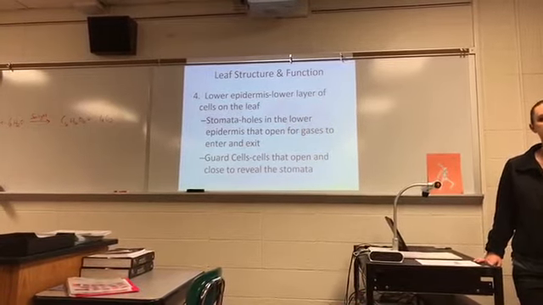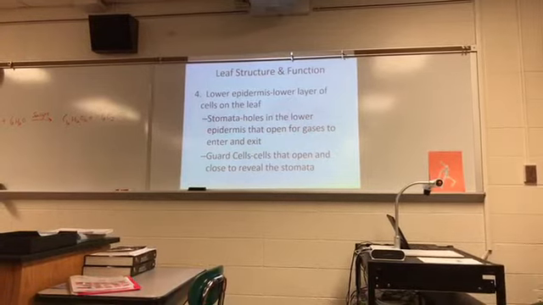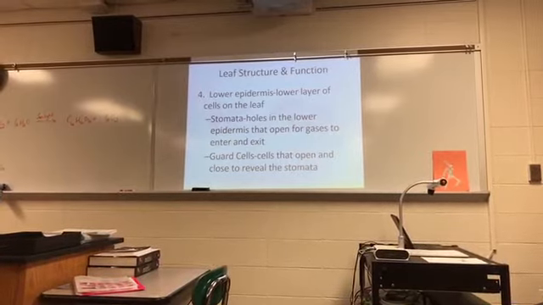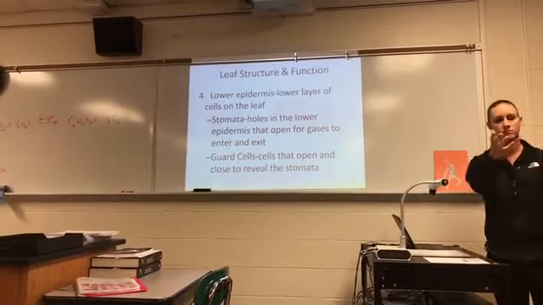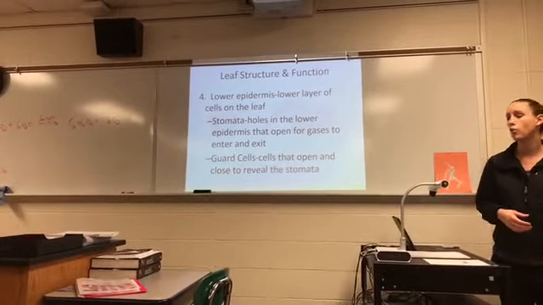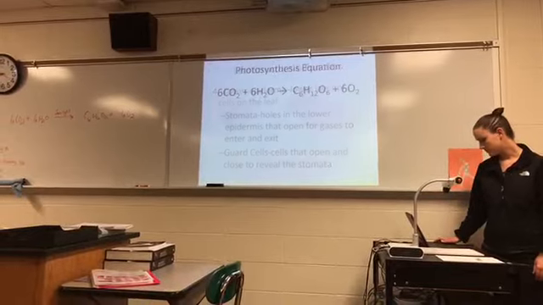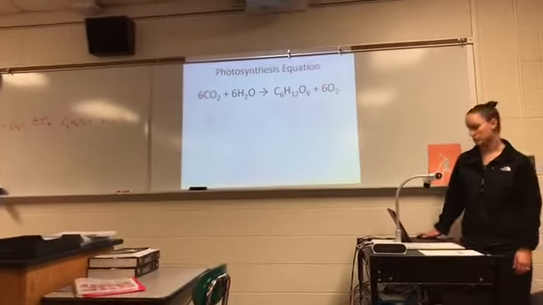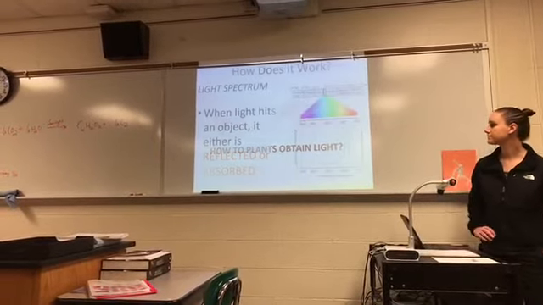Now we're going to do a lab on Monday with stomata and the stoma, and when we do that, a lot of pictures are just going to show one because we're just looking at one cross section, but you're going to see multiple of these when we actually look at a leaf. There's not just one stomata, there's multiple. All right, and there's our equation again. Okay, lastly, how do plants obtain light?